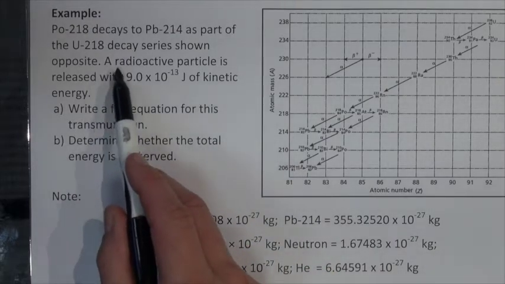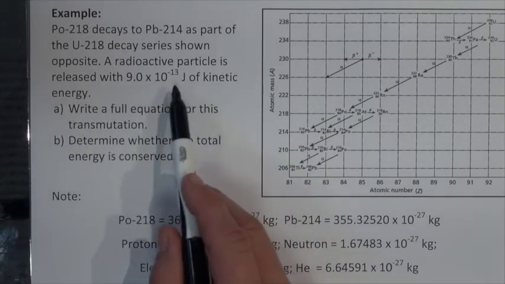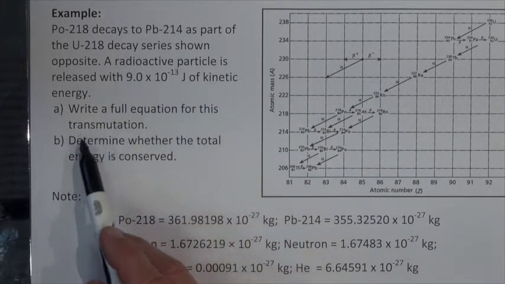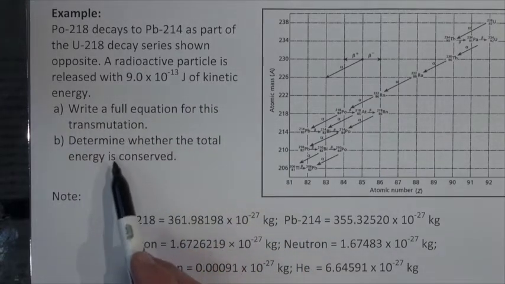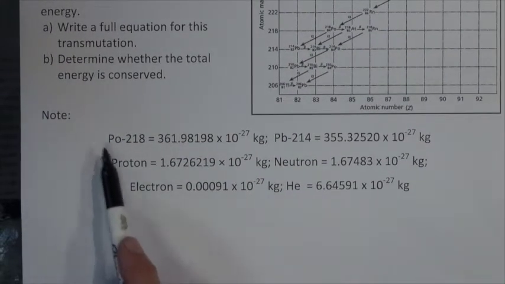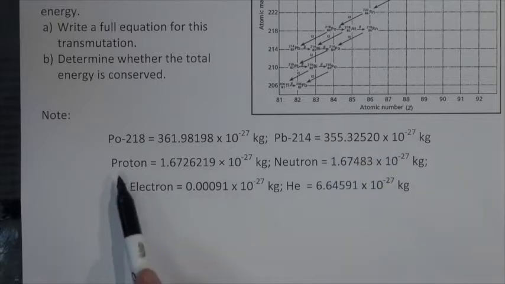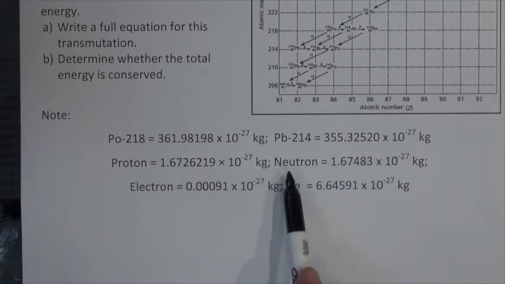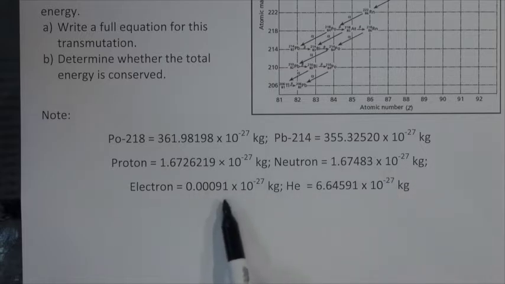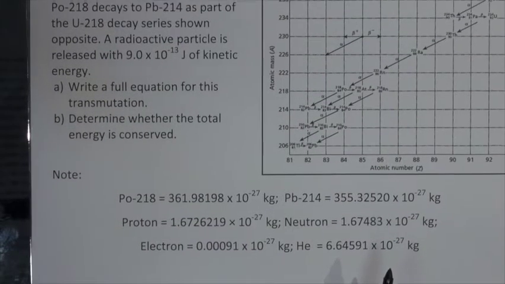Now we know a radioactive particle is released with 9 times 10 to the negative 13 joules of kinetic energy. First off, we're going to write a full equation for the change and determine whether the total energy is conserved. We're also given a variety of masses. We've got our polonium, our lead, our proton mass, our neutron mass, our electron, and our helium. Note they're all in kilograms.